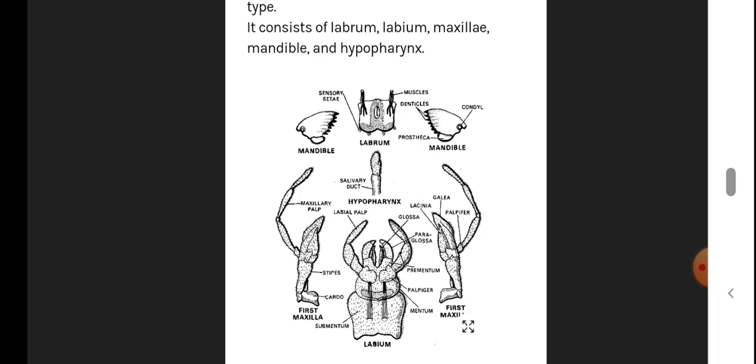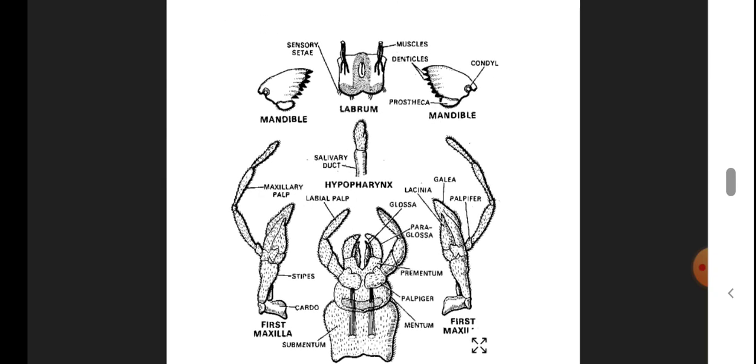The different parts of the mouth parts are also labeled here. You have to label whenever you draw. You have to label the mouth parts. For the labrum you can see sensory setae and muscles are marked. Then for mandible: condyle, then prostheca, denticles.